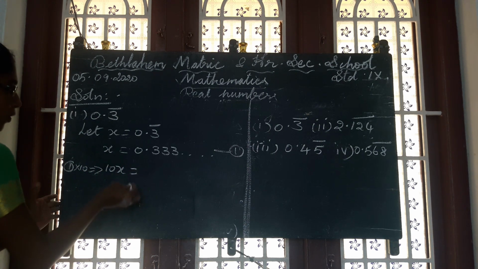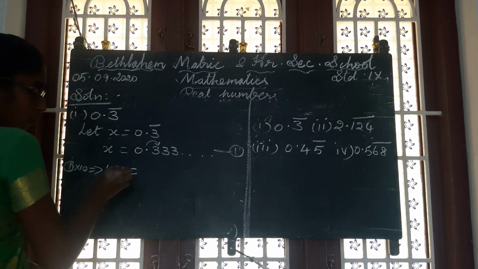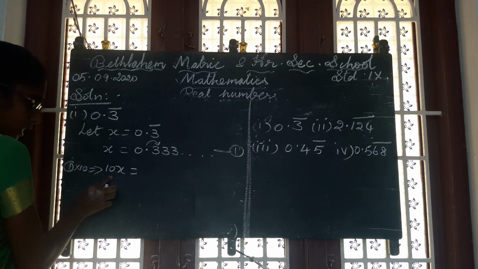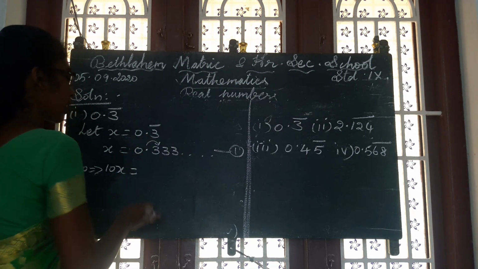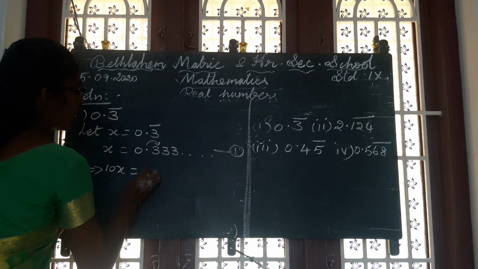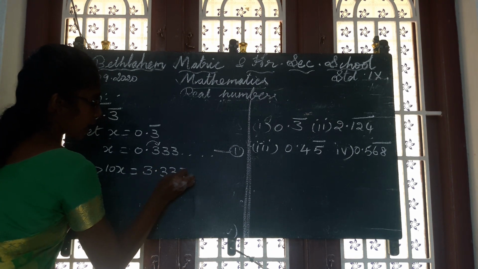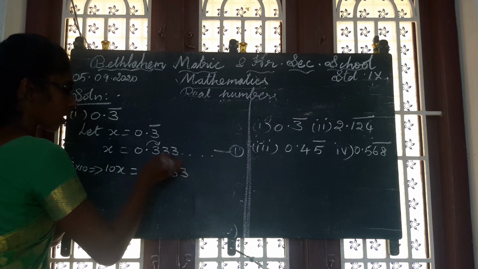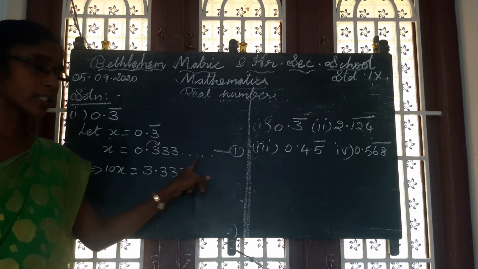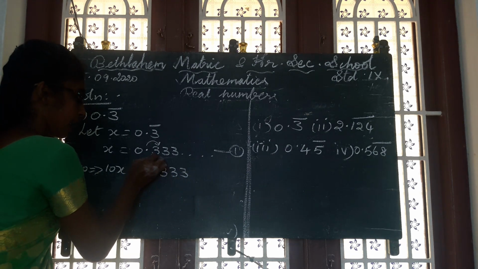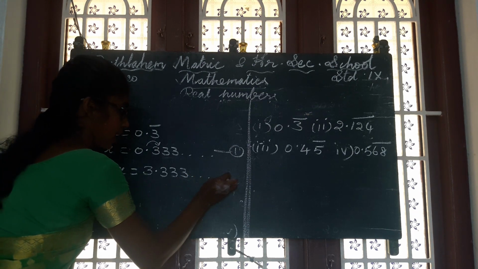10x is equal to... the decimal point will be moved one digit after. Here 10x will be obtained. What will we get? 3.333. How many 3s can we write? Etc. Many 3s are there, so I am writing one more 3. Here also I am writing 3 digits. Etc. Equation 2.